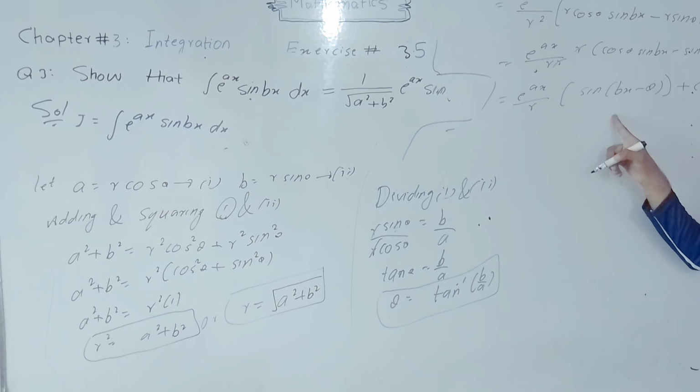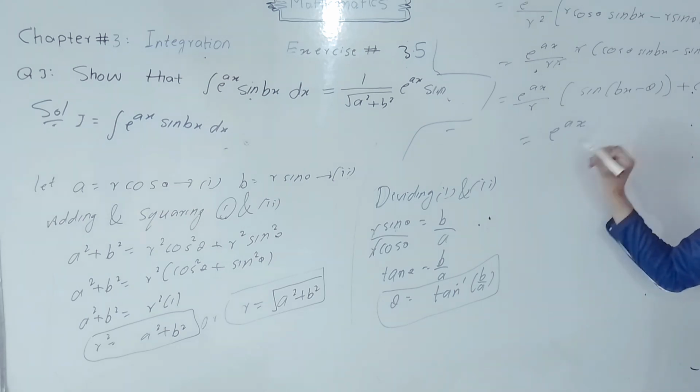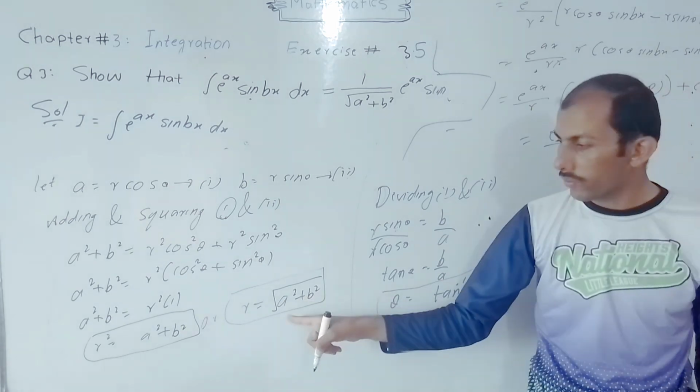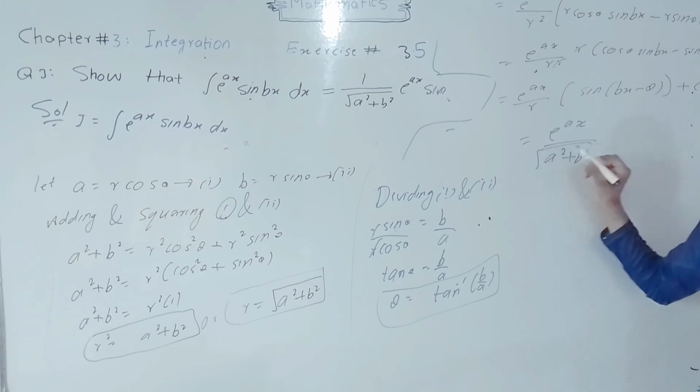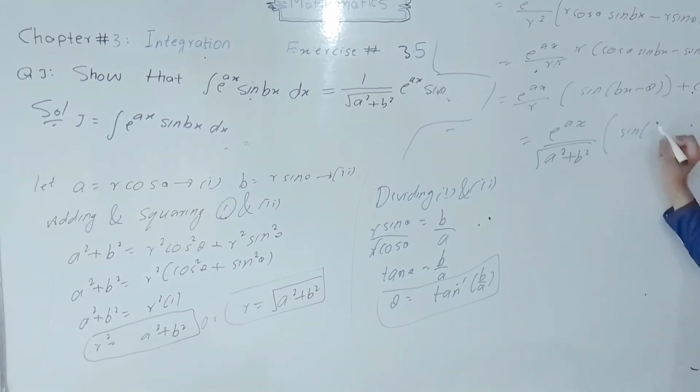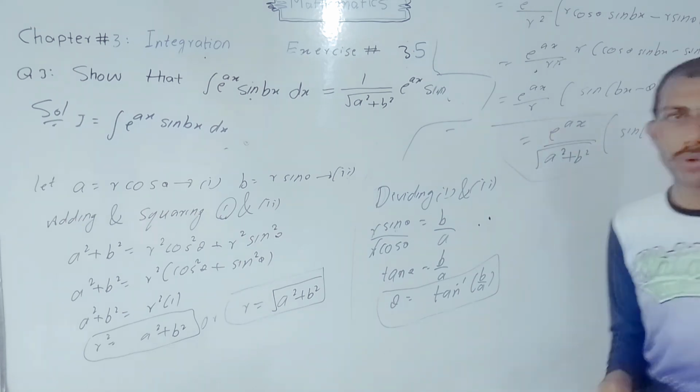So next is equal to e power ax divided by, so r is equal to under root of a square plus b square, into sin bx minus theta. So theta is equal to tan inverse b over a, plus C, which is the required solution.